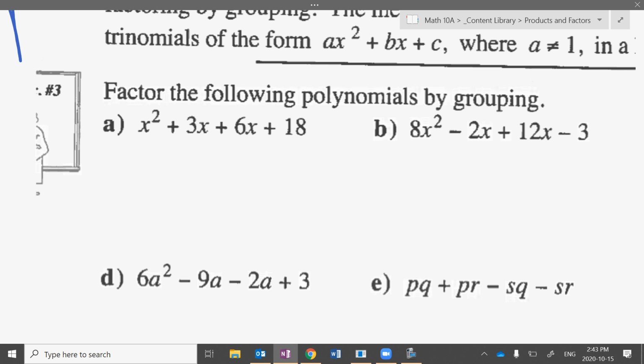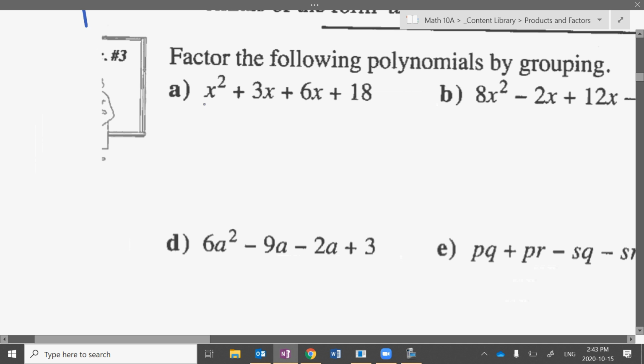Okay, so whenever there's 4 terms, your first thought should be factoring by grouping. Okay, so let's go through it. When we factor by grouping, you split them in half. You should notice, because I'm giving you questions that you can do this on, they can match up in pairs. The first two will have a GCF and the second two have a GCF.